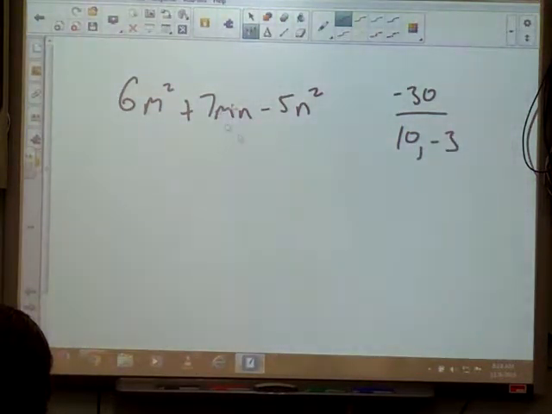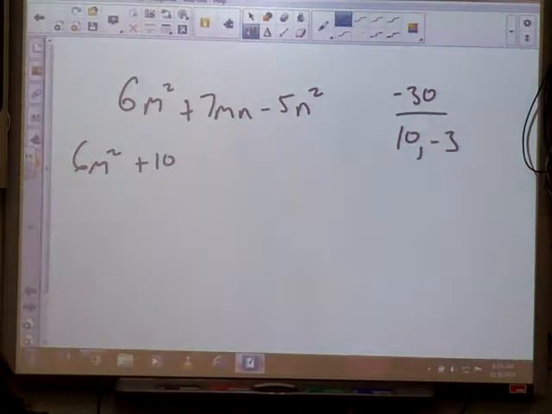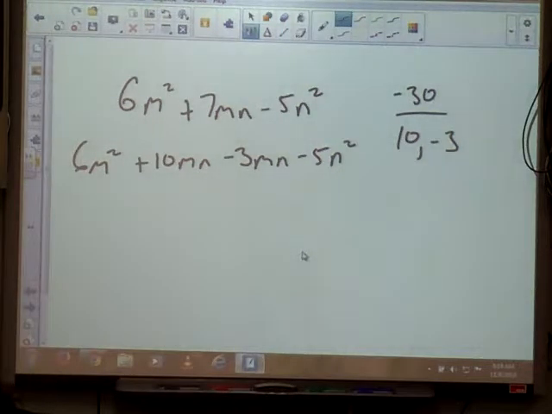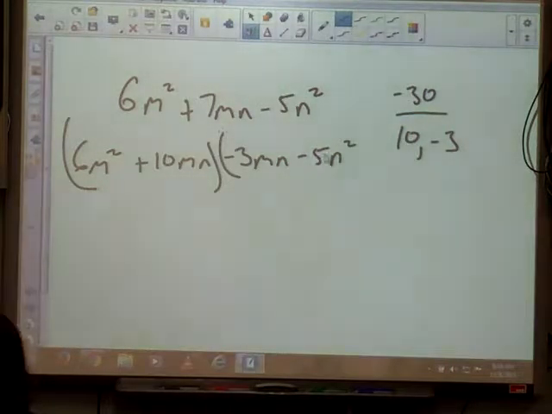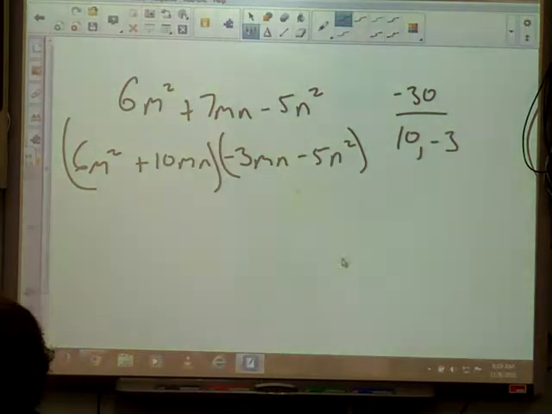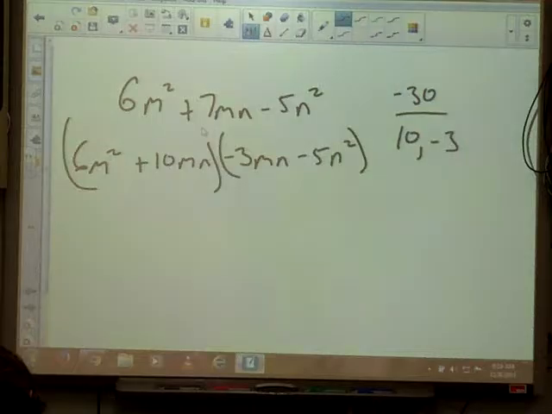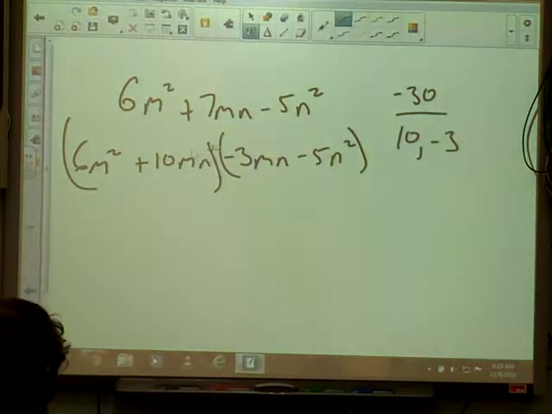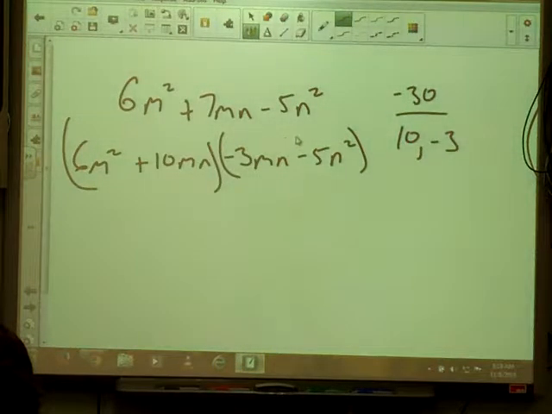Now when I plug those in, that's an mn. So I've got 6m squared plus 10mn minus 3mn minus 5n squared. All right. Group those things. Is this one not going to work, Scout, or are you just doing it differently than me? Scout's saying I might need to switch the 10 and the 3. Let's go ahead and go with it and see, though, because if I take a 2 out of this, I think it's going to work.